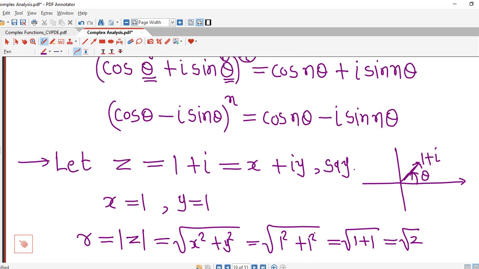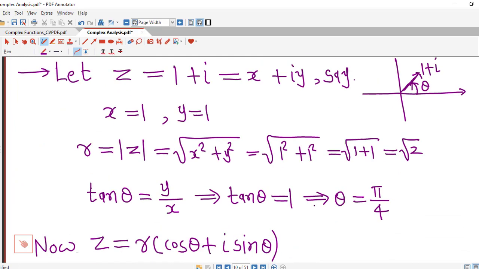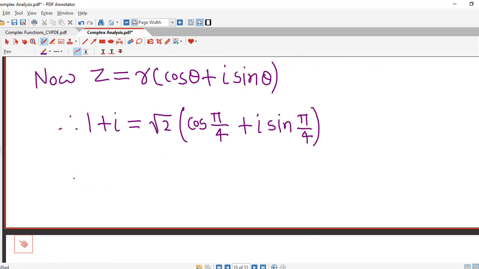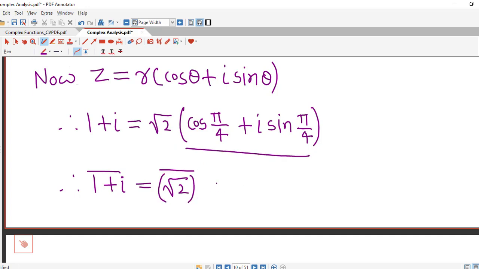Now another complex number is 1 minus i. It is the conjugate of 1 plus i. So we consider the conjugate of 1 plus i. This is equal to the conjugate of square root of 2 into the conjugate of this. We can write one more step: conjugate of square root of 2 times conjugate of (cos pi by 4 plus i sin pi by 4).